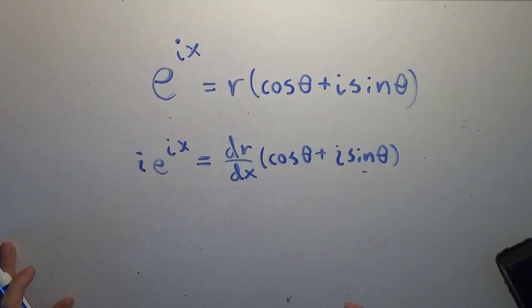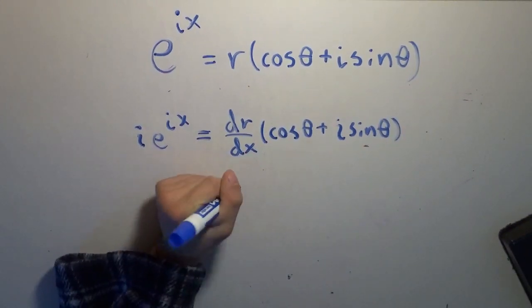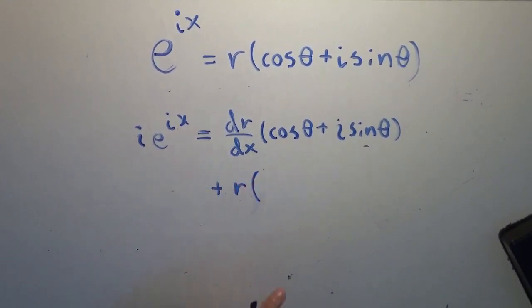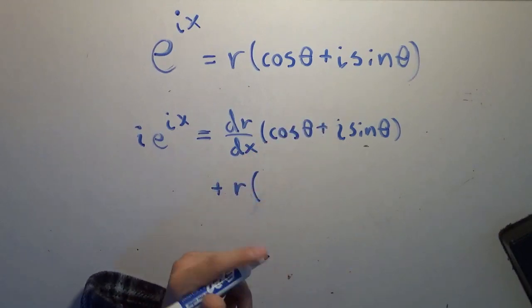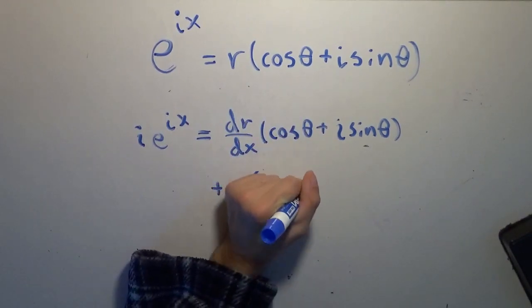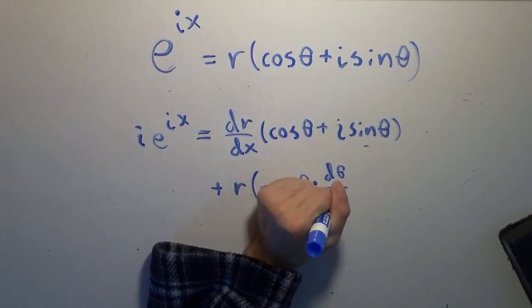And then we add the first function times the derivative of the second function. So adding r times the derivative of the inner function. Now the derivative of the cosine of theta with respect to x is negative sine of theta times the derivative of theta with respect to x. This is the chain rule because, as I said, theta is a function of x. So the derivative of the cosine of something is the negative sine of that thing. And now we have to multiply by the derivative of the inner function, which is theta as a function of x. So d theta dx.